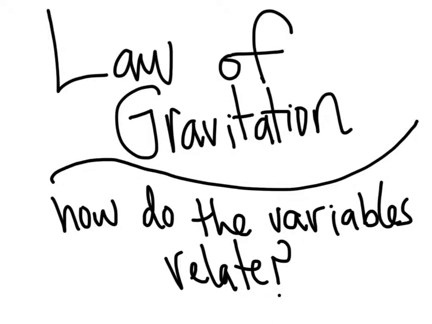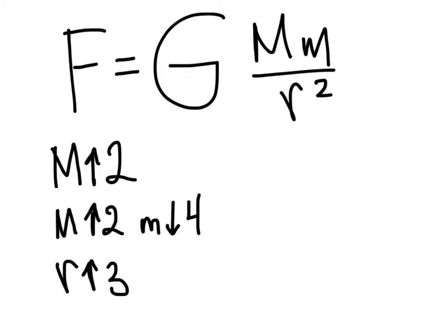Okay, kiddos. Here is a little lesson describing how the variables relate to one another in Newton's universal law of gravitation. Newton's universal law of gravitation describes how two masses attract one another, and we call that gravity. The greater the masses are, the greater the force between them, and the closer they are, the greater the force between them. So the way that looks is like this.